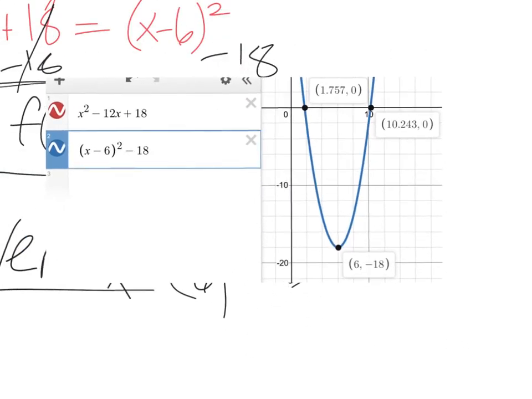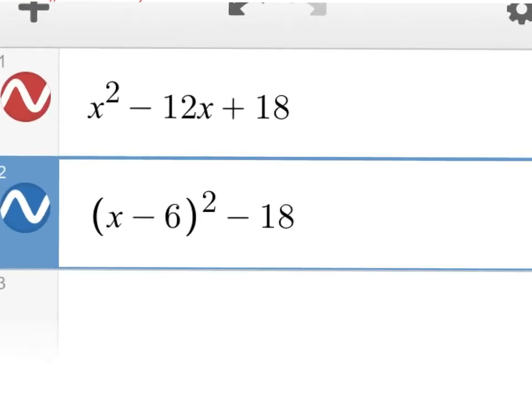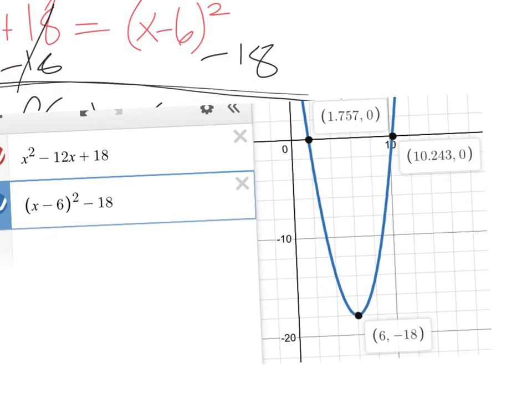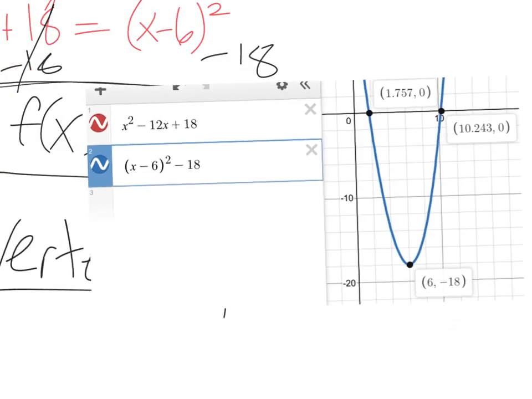So I highly recommend you always graph these to check your work, especially if you're doing a multiple choice test, because the multiple choice answer that will work is the answer choice that overlaps with the original equation. So if your teacher ever gives you a multiple choice test and just says convert this function into that, you just got to graph it and see which two graphs match.